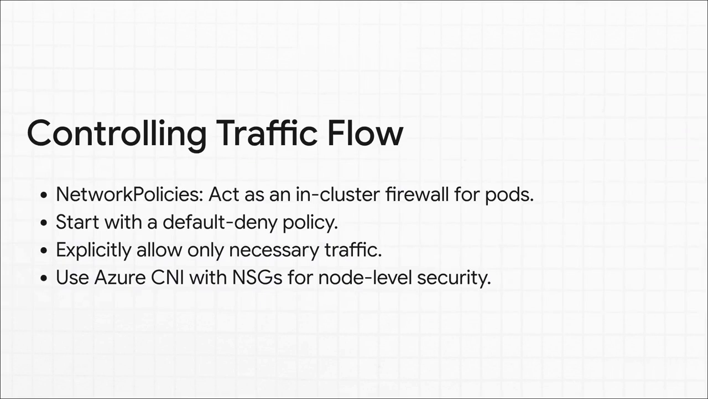So, a fortress has walls and it has gates that are controlled. Your cluster needs the exact same thing. By default, any pod can talk to any other pod. That is a massive risk. Network policies act as a firewall inside your cluster between your pods. The best practice, hands down, is to start with a policy that denies all traffic by default. Then, you explicitly, carefully, open up only the specific paths your app needs. For our microservice, it should only ever be allowed to talk to its database, not the front-end UI pod, not anything else.